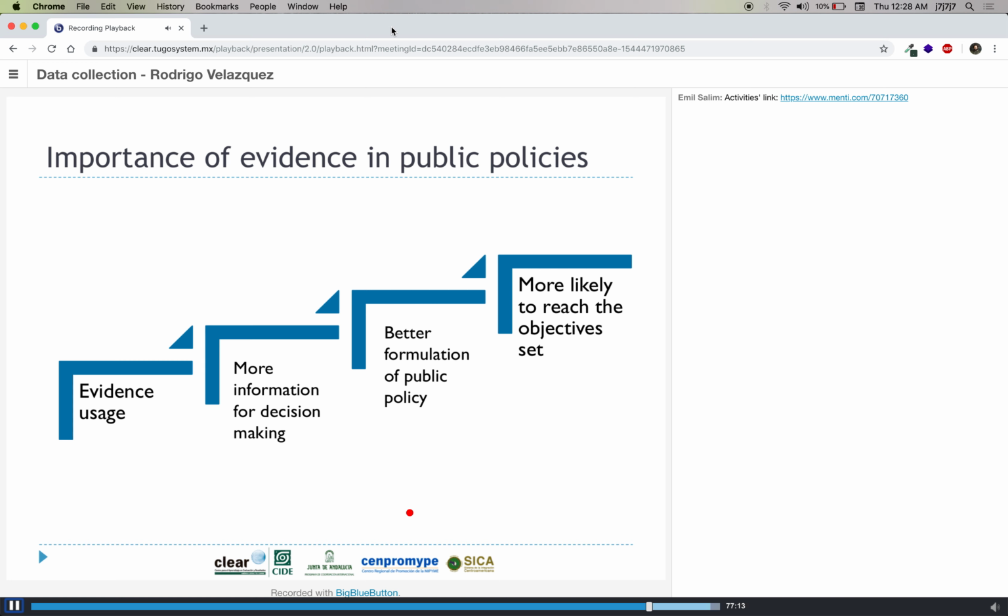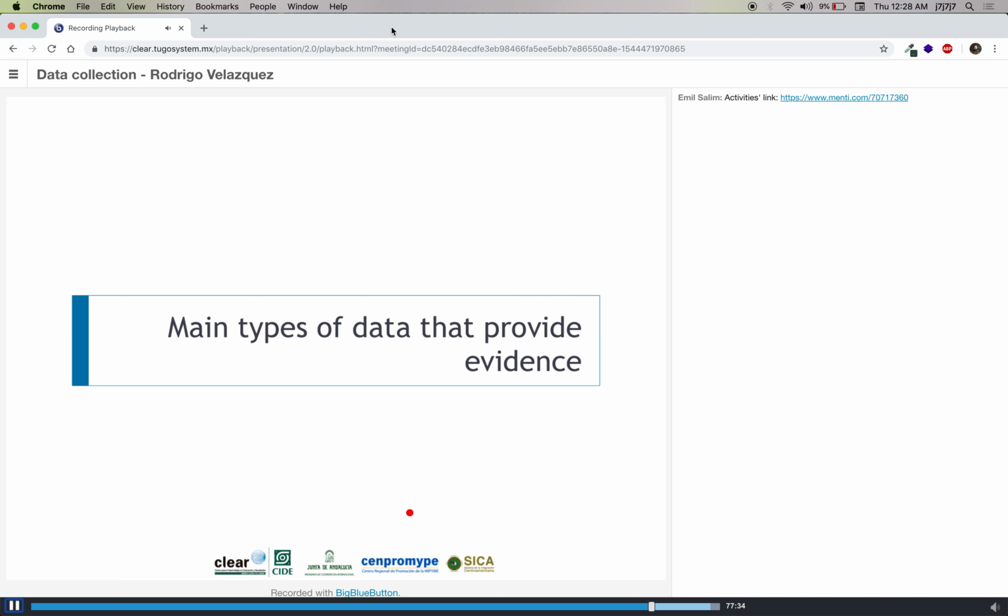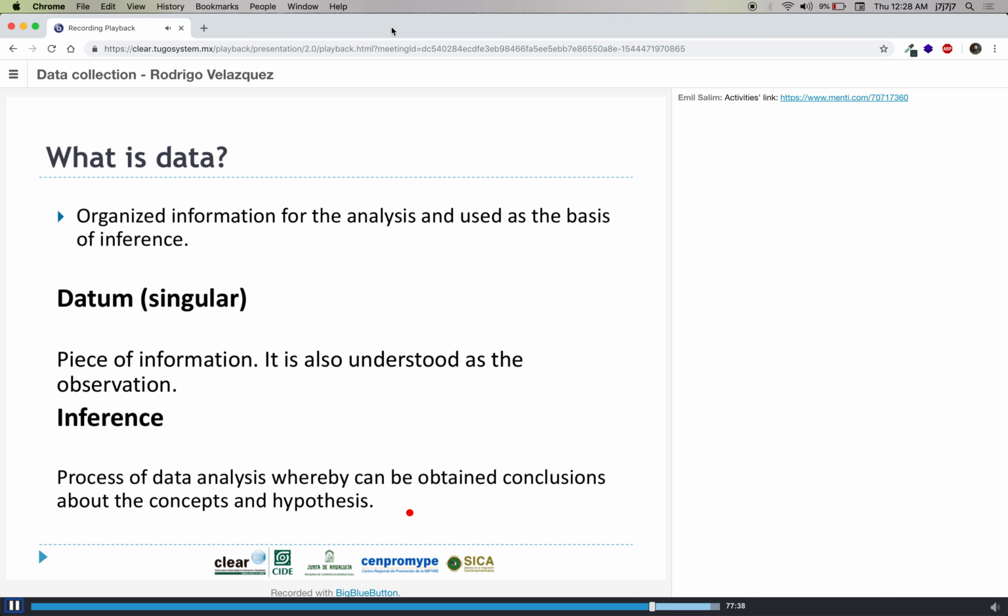We have some more minutes because of the problems that we had when we started the session. So we are going to continue analyzing the different types of data that provide evidence. So I am going to talk about what we're going to talk about in the next session, and we are going to delve into it in the next session.